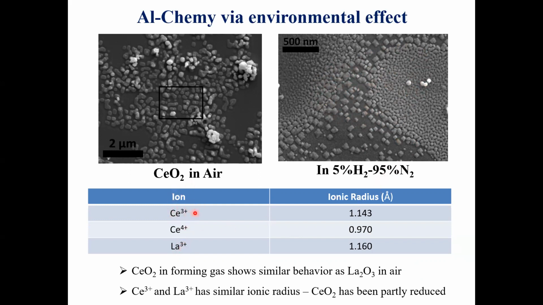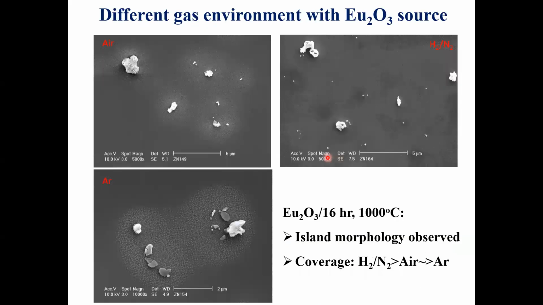And if you look at the cerium 3+, it has a very similar size to lanthanum oxide. So what you're doing in this reducing environment is converting some of the cerium 4+ into cerium 3+, and that's giving you the right size to get the effect that you see in lanthanum oxide. So this is known as alchemy by environmental effect. You're basically changing cerium 4+ to cerium 3+. That promotes the ordered nano-island formation.